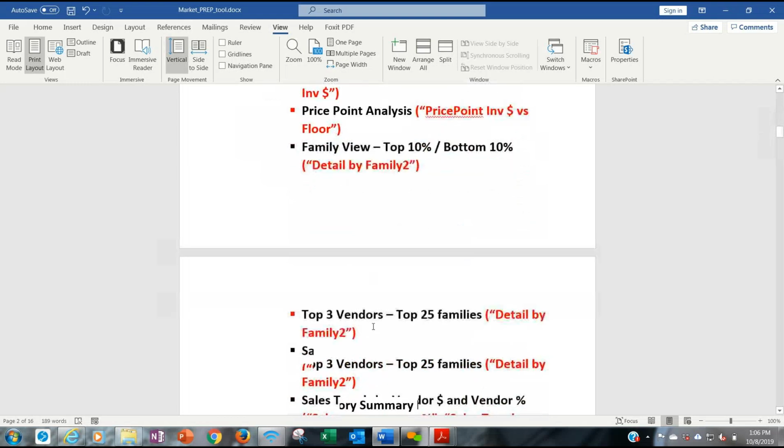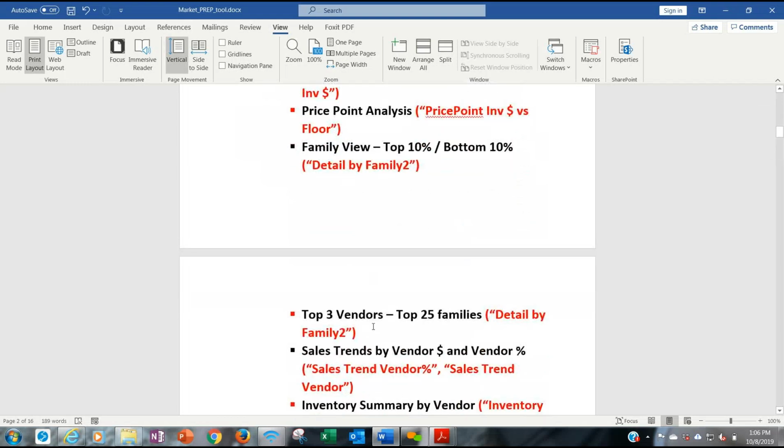Continuing on, I look at focusing on our top 3 vendors, again assuming these are the vendors you're going to be visiting at market. There, I basically do a view of the top 25 families for the top 3 vendors for each category. I get that also from the Detail by Family 2 tab.